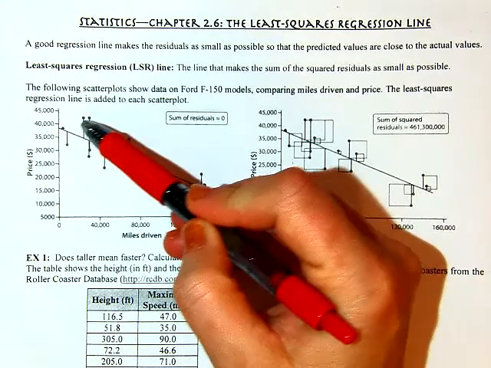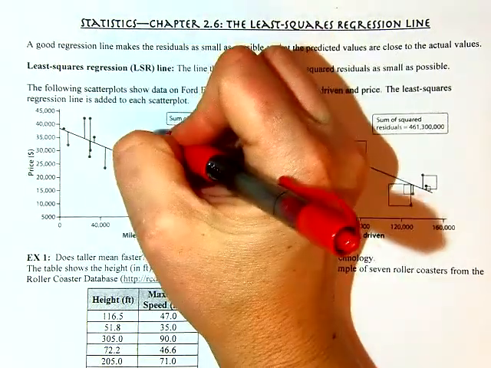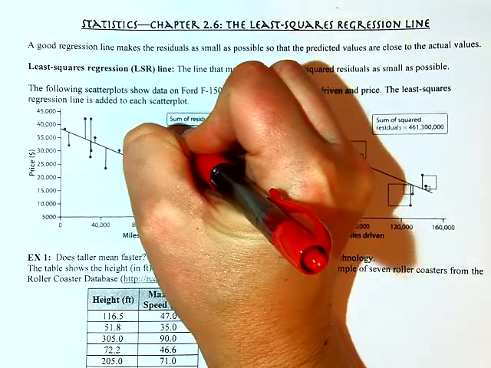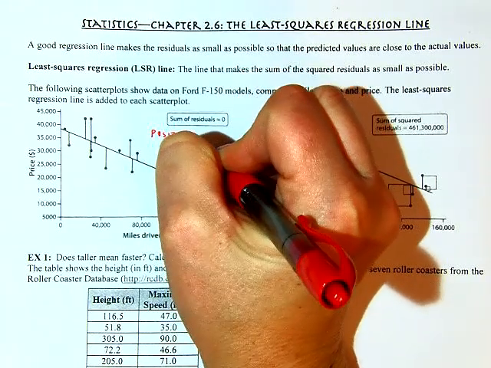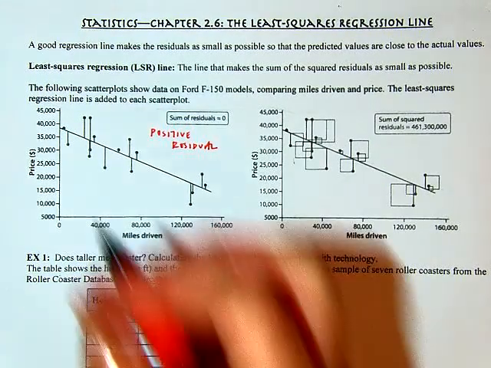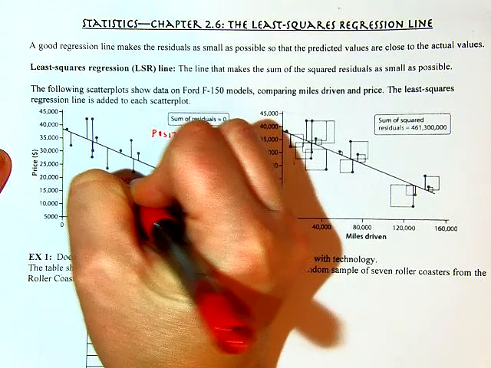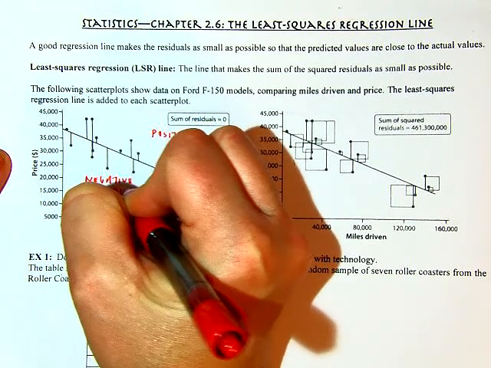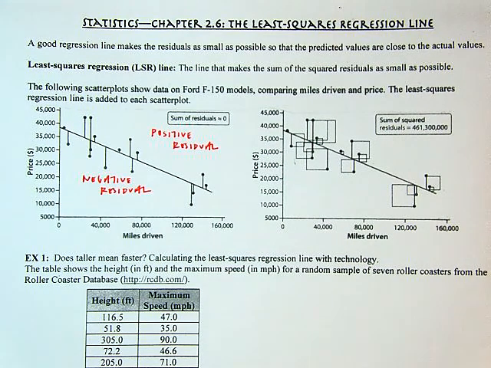So we should know that any of these data points up here will produce a positive residual. And then all of these data points below will produce a negative residual. If we take all of those residuals and add them all up, the sum would actually be pretty close to zero, just about zero.